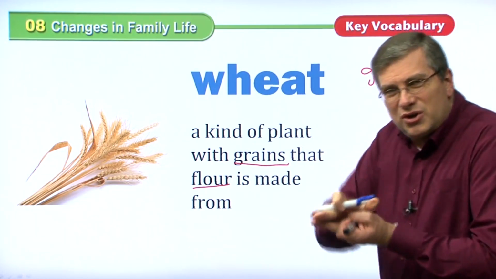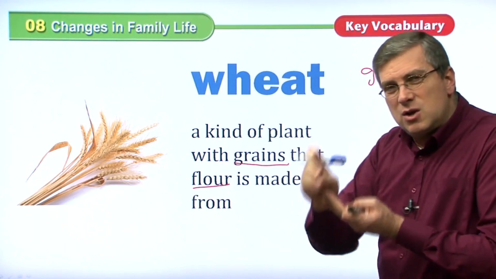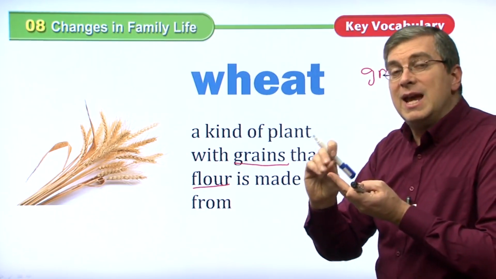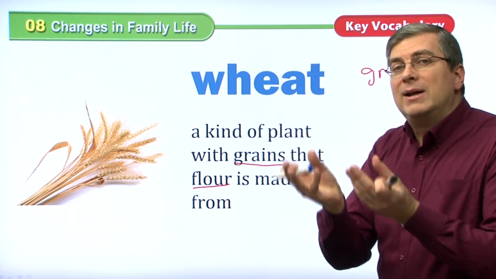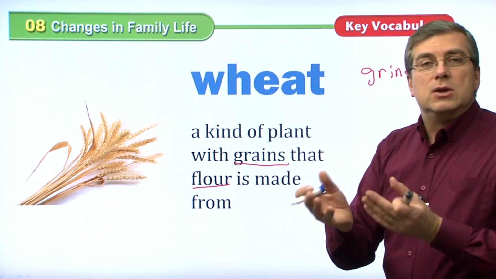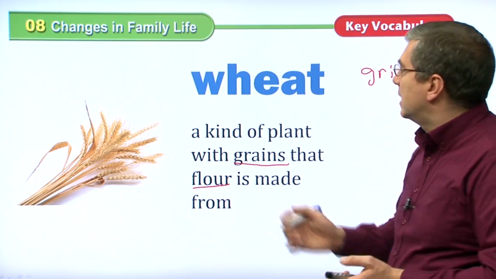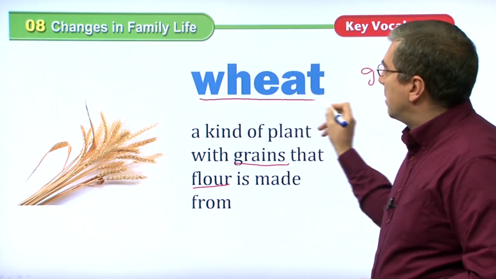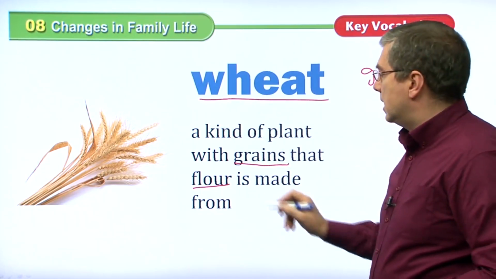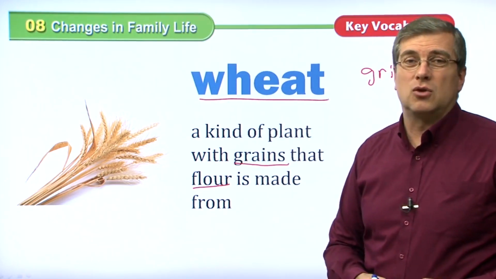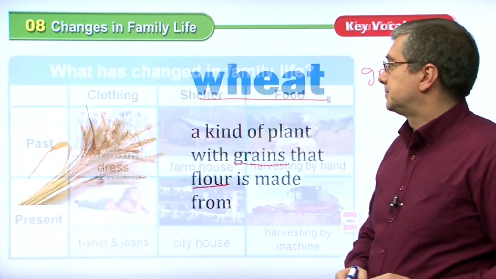Grind is when you push with a lot of force and you make something crumble into smaller, very small pieces, and that of course is flour. White flour, which you use to make bread, cookies, cake, all these different types of things. That is made by wheat, those different types of food. So flour is made from wheat. Wheat is a very important crop for humans.